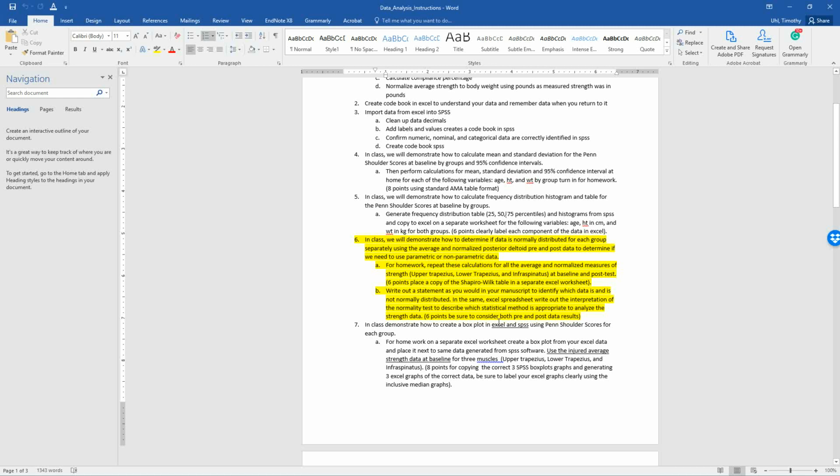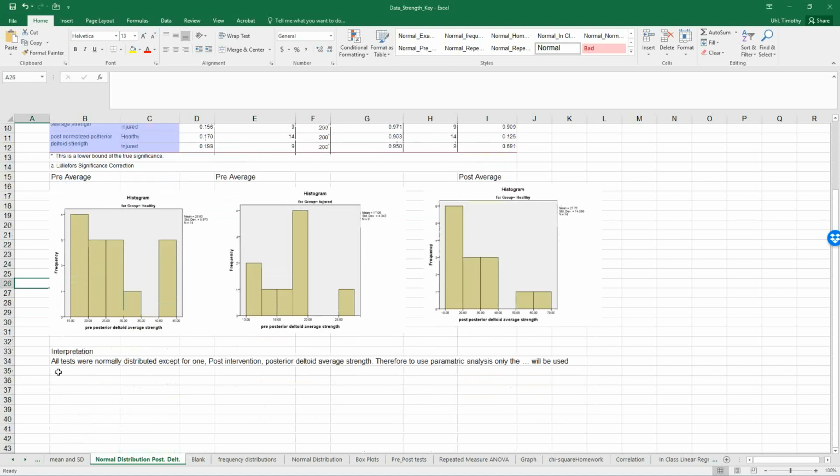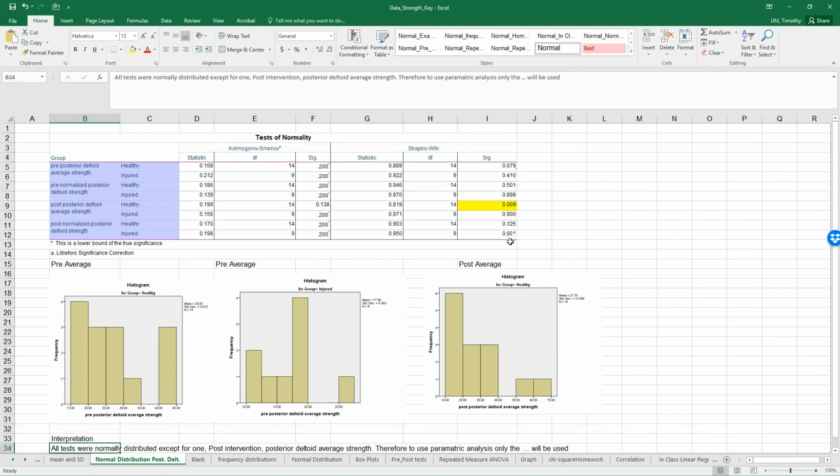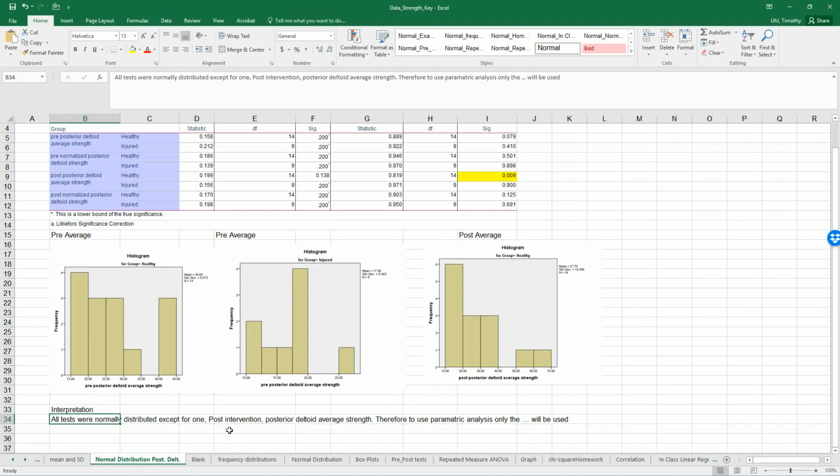So, on the same Excel spreadsheet, write out the interpretation of the normality test to describe which statistical method is appropriate to analyze your strength data. So, just below your graphs, what I want you to do is to write out an interpretation. So the interpretation is all tests were normally distributed except for one. So all of these met the Shapiro-Wilk of not being below 0.05. Only the post-intervention posterior deltoid average strength was not normally distributed.